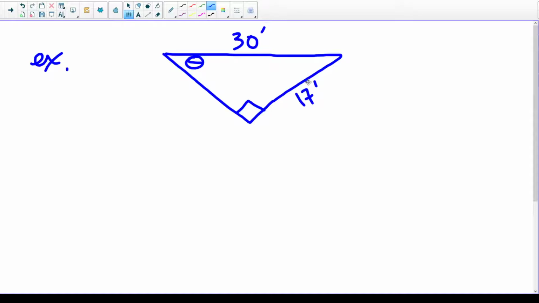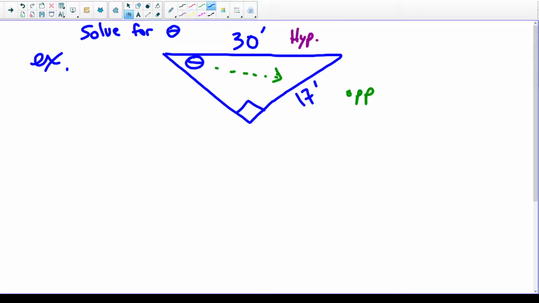So let's look at another example here. So here's my angle, and again, it's solve for theta. So how do I solve for theta? Well, let's label the two sides of my triangle from theta. So going across the triangle, that is my opposite side. In this case, the 30 feet is the longest side of the triangle, so that is the hypotenuse.